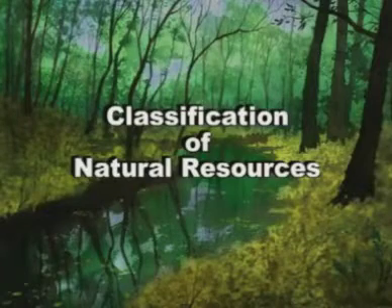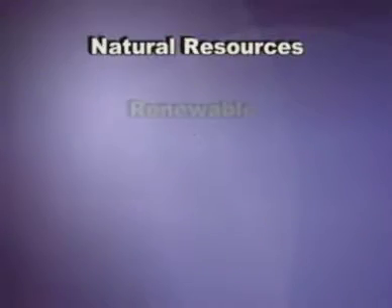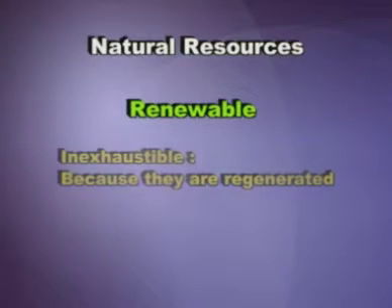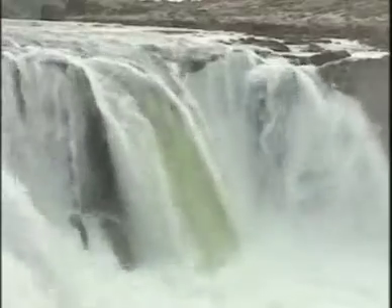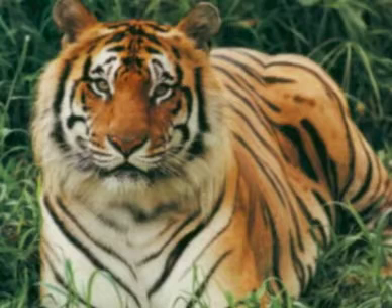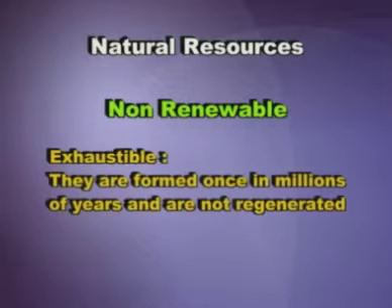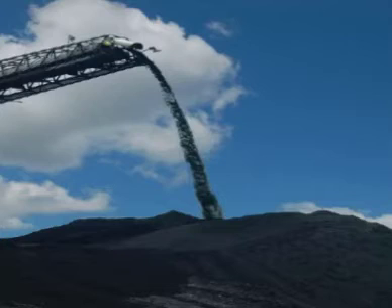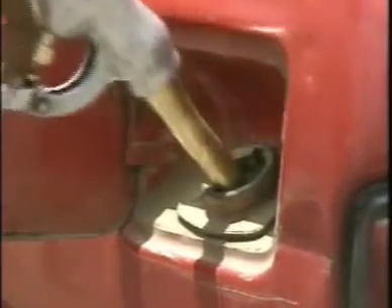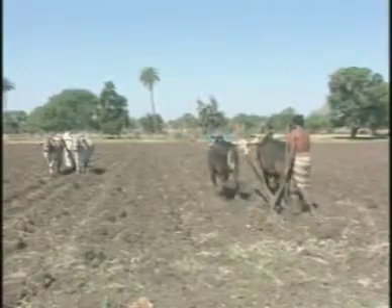Classification of natural resources. Renewable resources are inexhaustible because they are regenerated. Examples of these are forest, water, wildlife. Non-renewable resources are exhaustible. They are formed once in millions of years and are not regenerated. Examples of these are minerals, coal, petroleum, soil, etc.